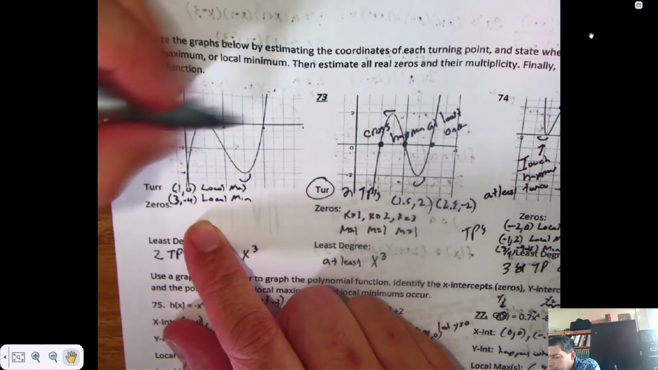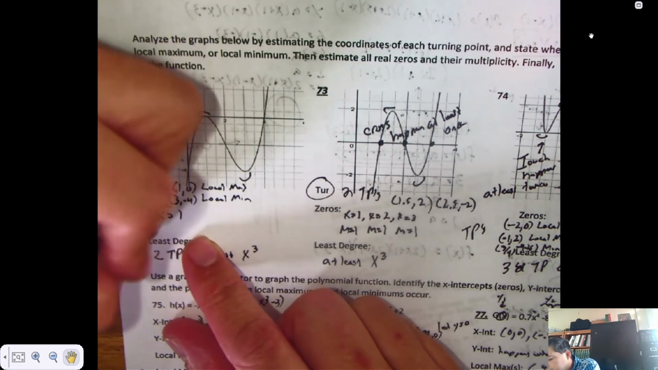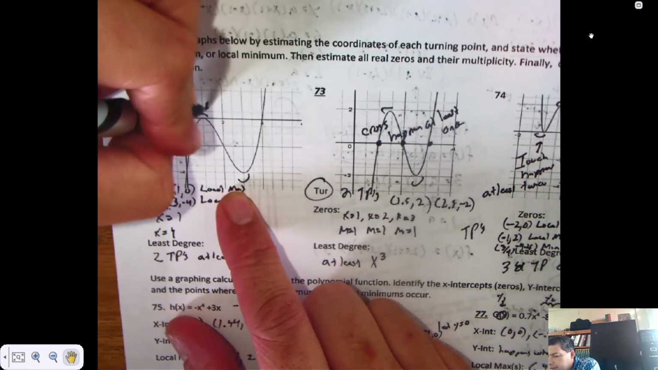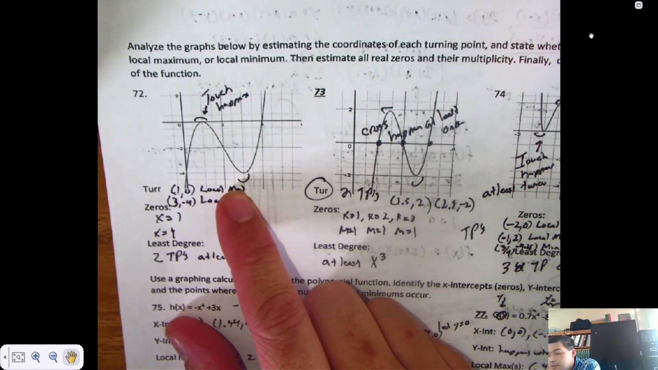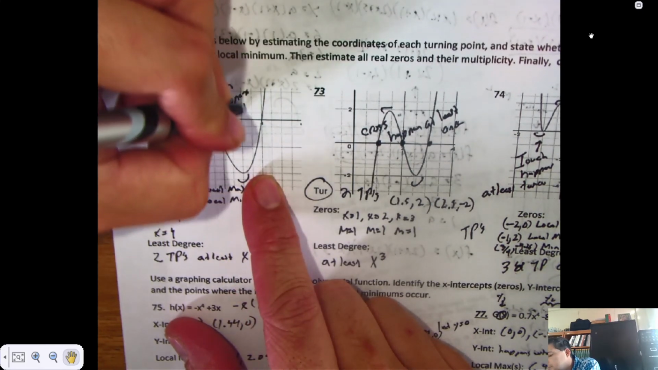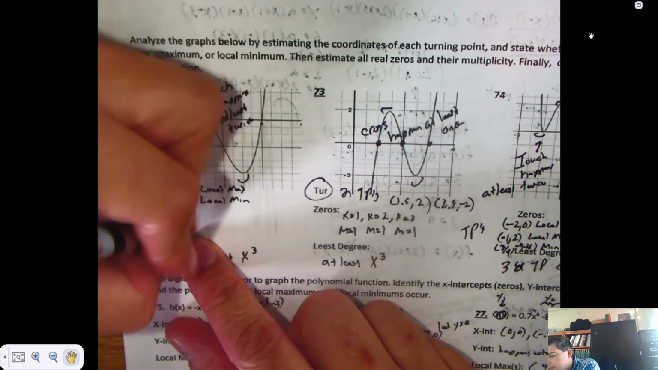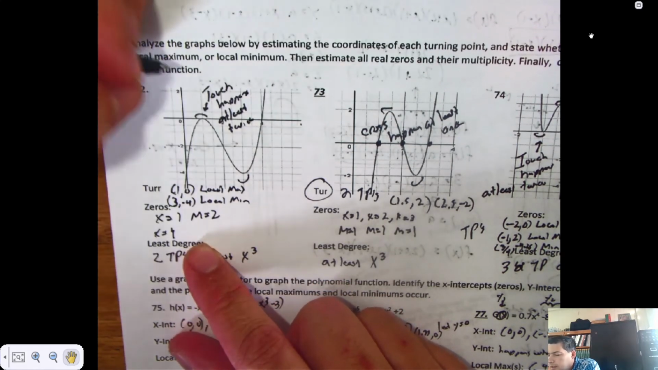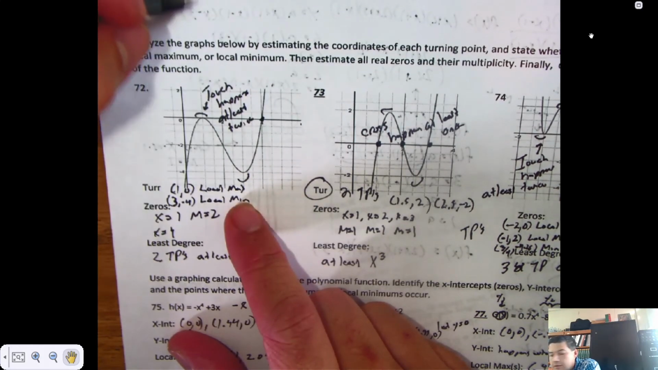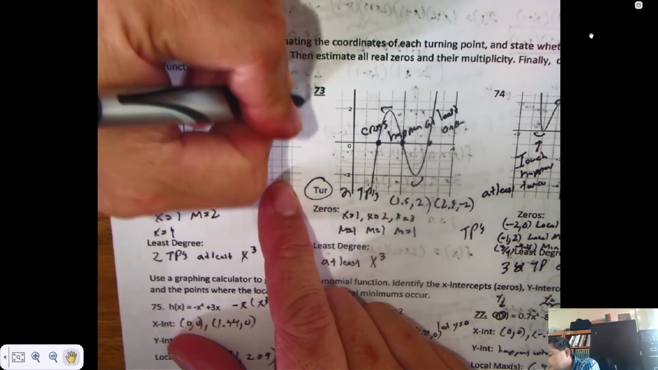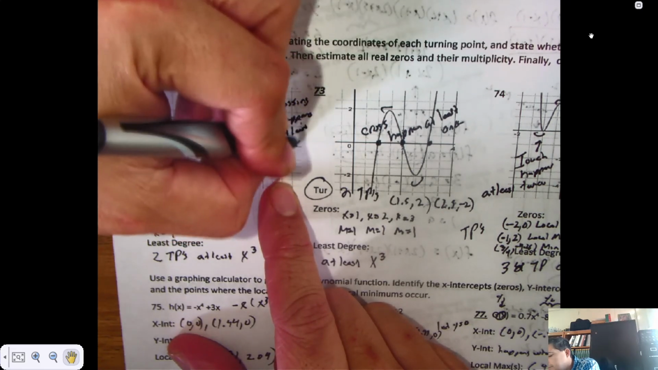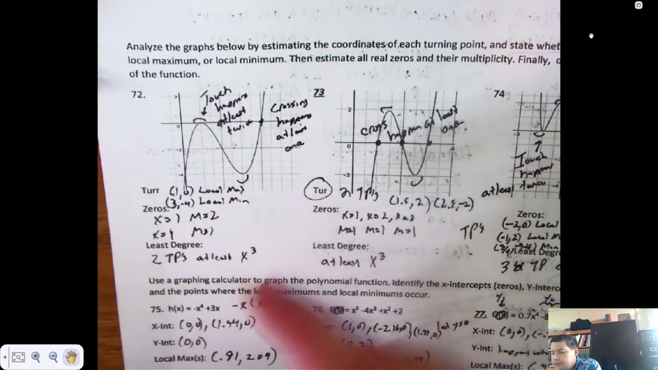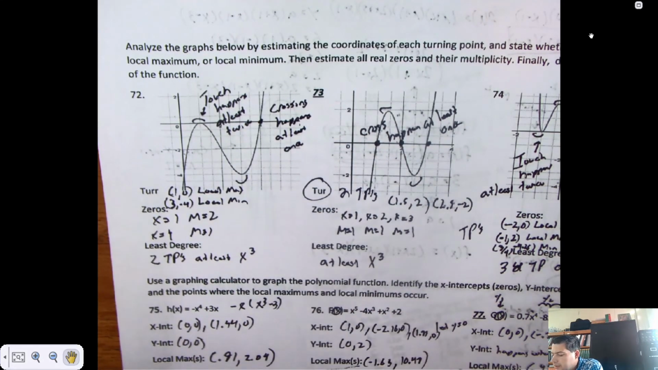Your zeros are at 1 and 4. This one is a touch. Happens twice. Sorry, it happens at least twice. So this guy has a multiplicity of 2. And this crossing right here is a legit crossing, which means it happens at least once. So its multiplicity is 1. If you take 2 and 1 and add them together, you get 3. So there is 72 through 77.